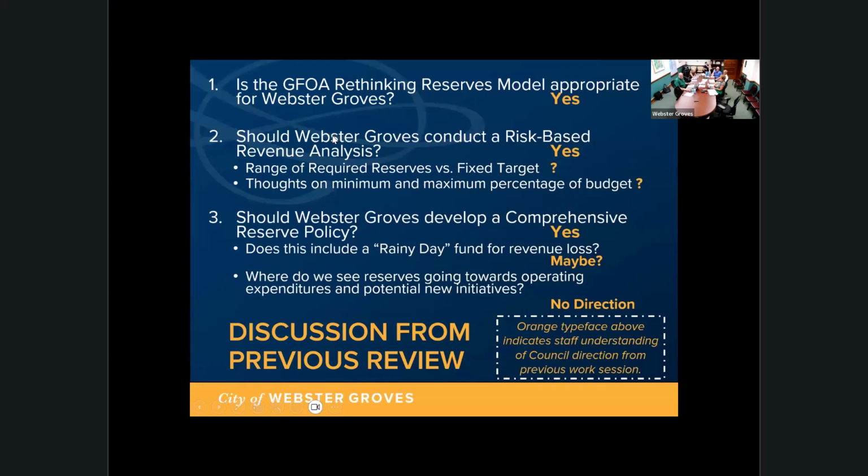Okay. So this is where we ended our conversation last time. And so these orange items are what we think are staff directions, what we surmised from your conversations. We talked about the GFOA rethinking model. You said yes, it sounds appropriate for us. That's what we took away as direction. If we are wrong on what direction is, please tell us and we can pivot in that regard.